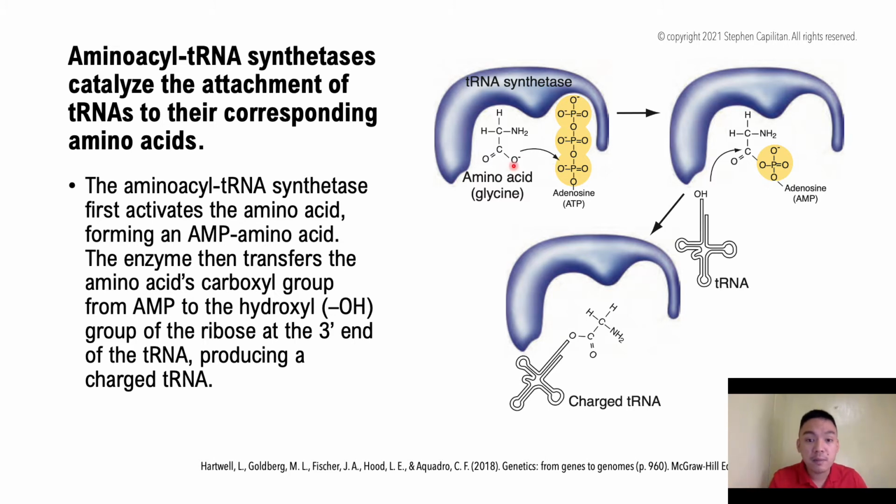So you'll see here, it transfers its phosphate group to glycine, to adenosine triphosphate, and then the tRNA synthetase will cleave off a charged tRNA carrying the amino acid. So this is technically phosphorylation from ATP to adenosine monophosphate.